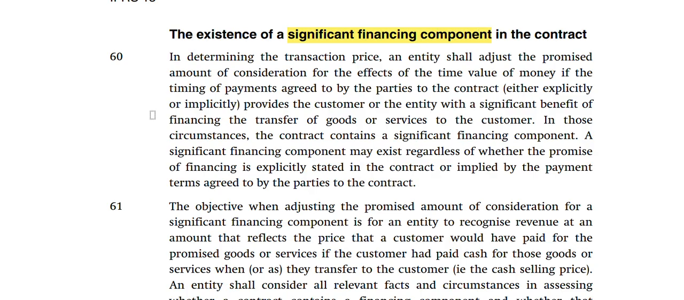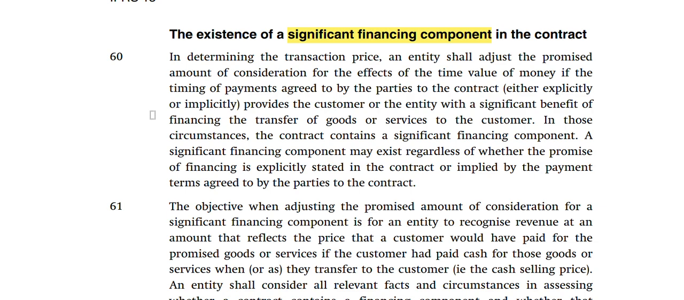In determining the transaction price, an entity shall adjust the promised amount of consideration for the effects of the time value of money, if the timing of payments agreed to by the parties to the contract, either explicitly or implicitly, provides the customer or the entity with a significant benefit of financing the transfer of goods or services to the customer. In those circumstances, the contract contains a significant financing component. A significant financing component may exist regardless of whether the promise of financing is explicitly stated in the contract or implied by the payment terms agreed to by the parties to the contract.